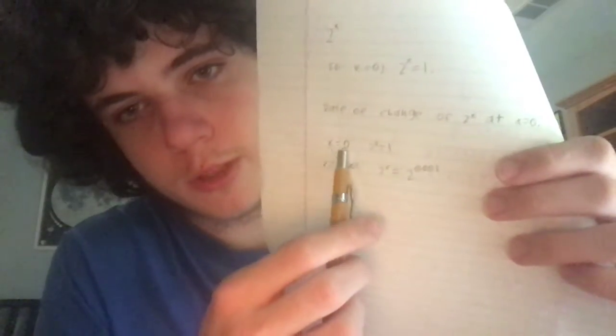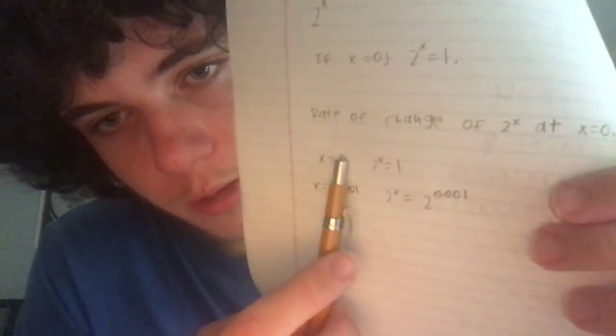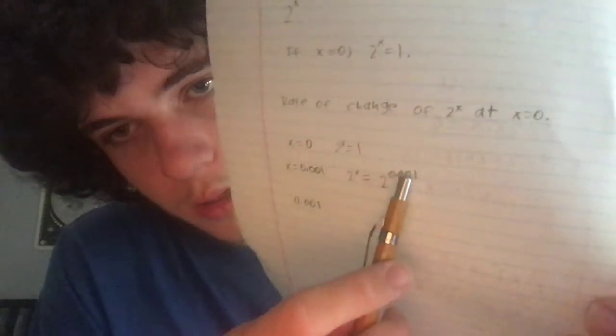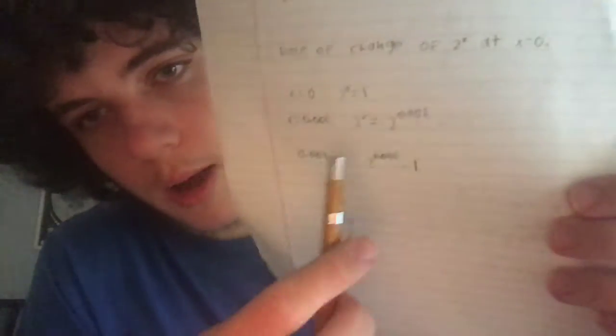So what we need to do here is figure out how much the input changed. Well, that's not that hard. We went from 0 to 0.001. Okay, so the input changed by 0.001 between our two x values. How much did the output change in between those two values? Well, our two outputs were this and this, so we just subtract them. That's the difference between them. So we get 2 to the power of 0.001 minus 1. This is how much our output changed.